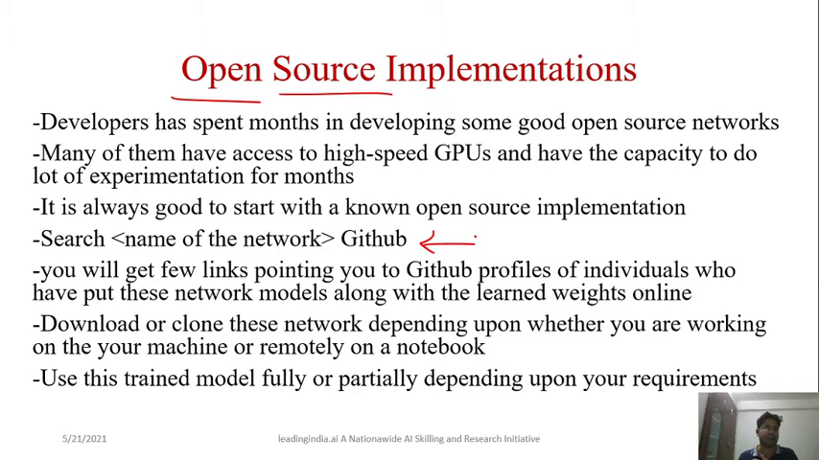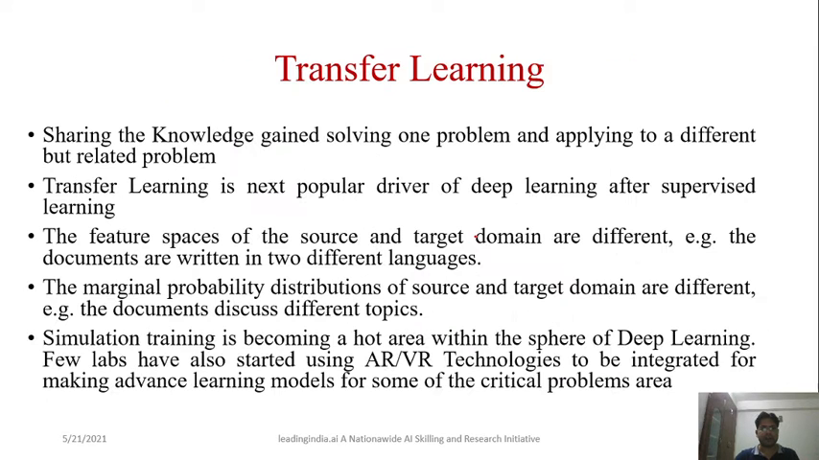In GitHub you will get all varieties of weights and their models, right? So you can utilize them, clone them and solve our own problem. Now let's understand transfer learning.